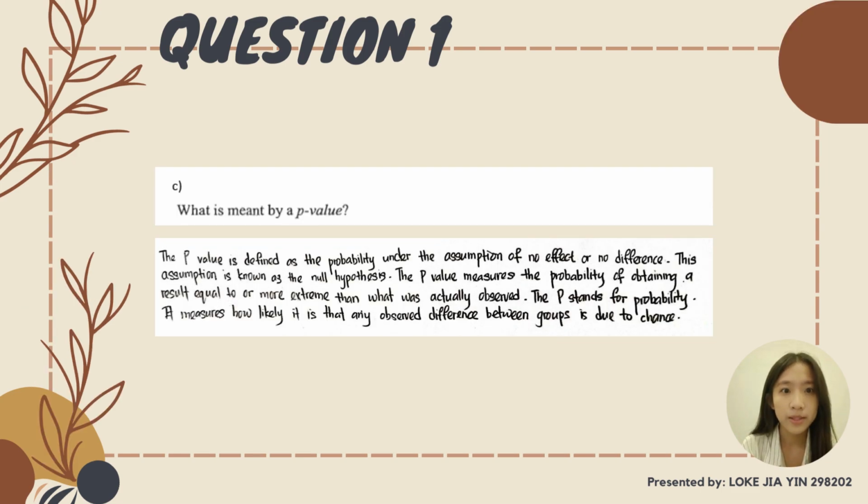Question 1c. What is meant by a p-value? The p-value is defined as the probability under the assumption of no effect. This assumption is known as the null hypothesis. The p-value measures the probability of obtaining a result equal to or more extreme than what is actually observed.